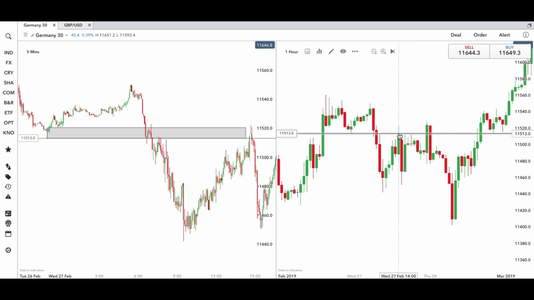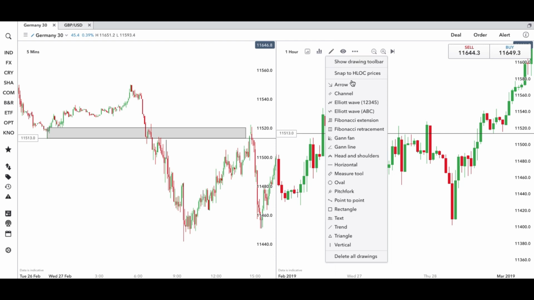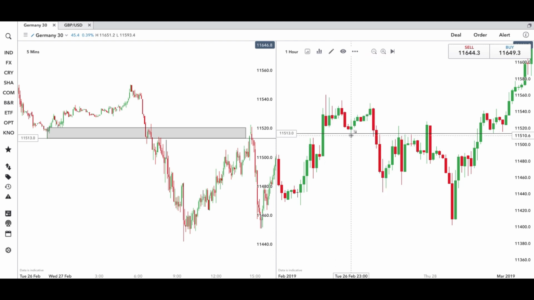What we're looking at is this previous low, 11513. And what we were looking for is a rejection on a revisitation of this level and for price to subsequently reverse, and it's exactly what we got. But where would your stop have been?